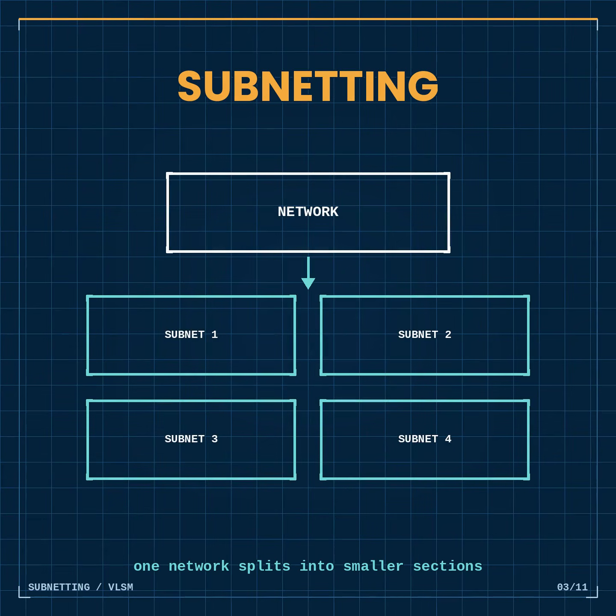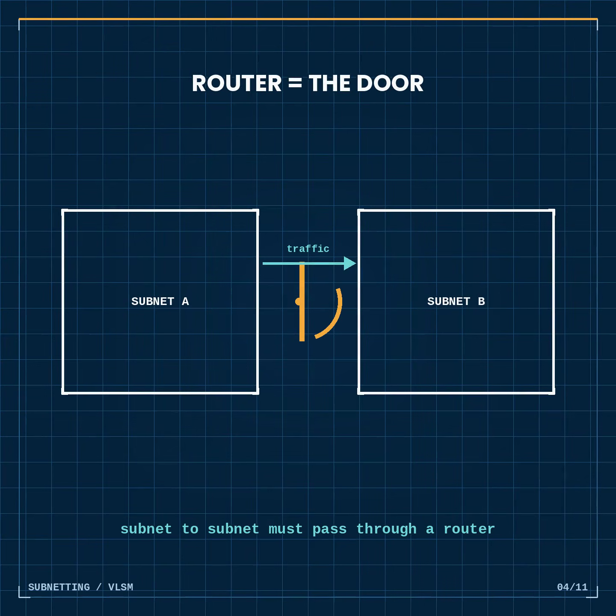Subnetting takes one big network and divides it into smaller, separate sections called subnets. Each subnet acts like its own room, devices inside it talk to each other directly, but traffic going to a different subnet has to pass through a door, which in networking is a router.